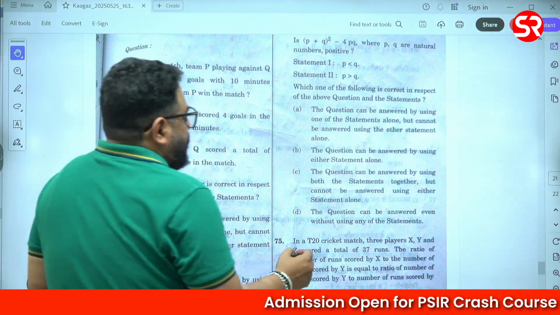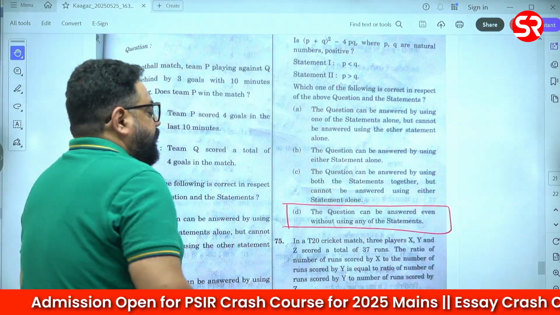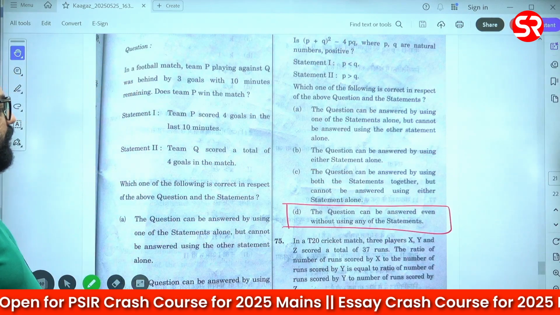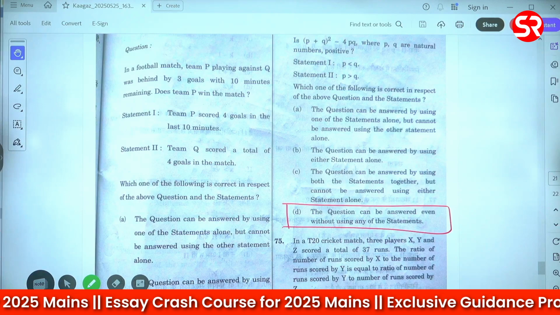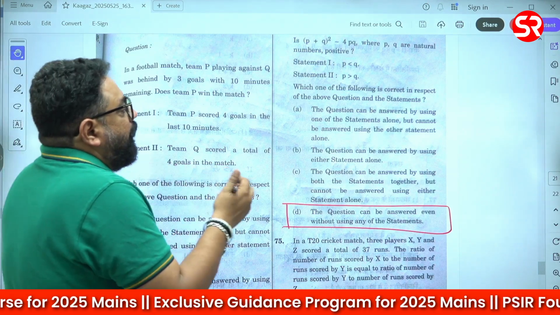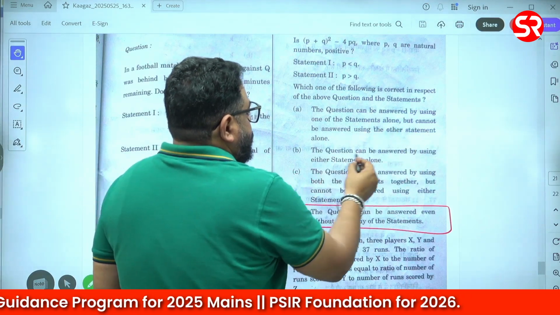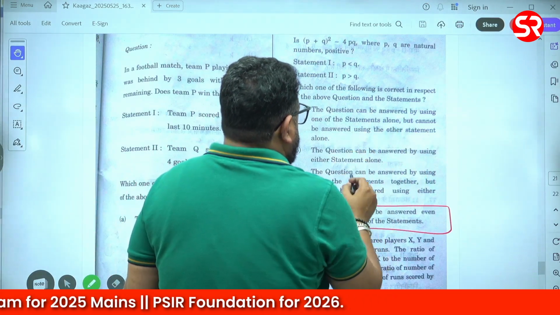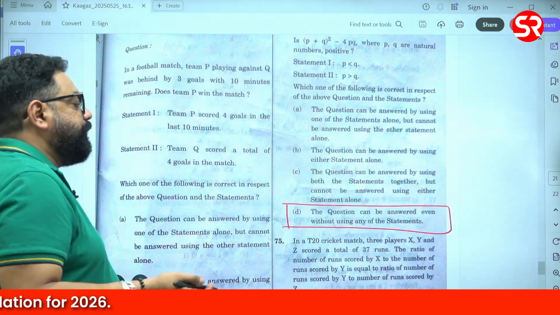Now he says the last option in data sufficiency: the question can be answered even without using the statements, or using one of the statements, but cannot be answered using one statement alone, only both the statements together, दोनों statement together.